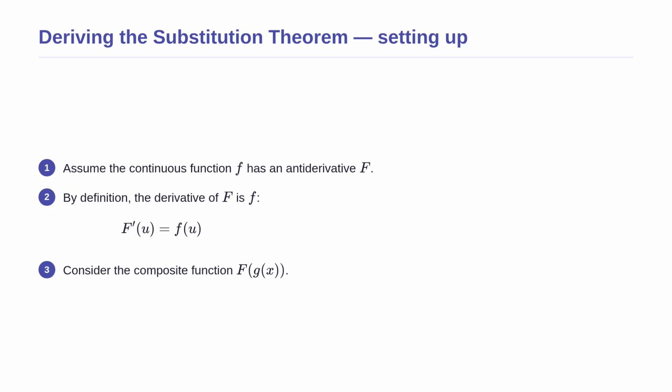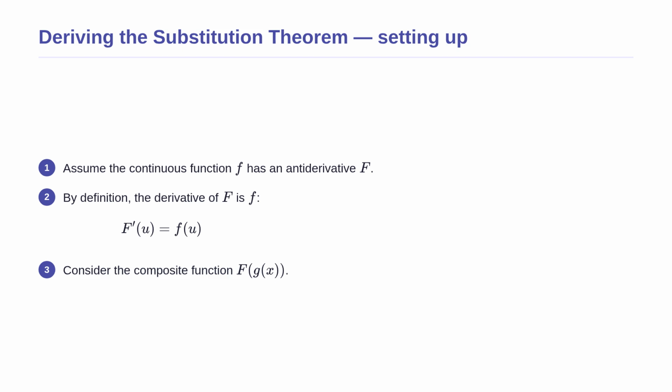Now that we have successfully used this formula twice, let us understand where it comes from and prove why it works. To prove the substitution theorem, we rely on the fundamental theorem of calculus. Let us assume that our continuous function f has an antiderivative called capital F. An antiderivative is simply a function whose derivative gives us back the original function. So capital F prime of u equals f of u. This is the core definition we need.